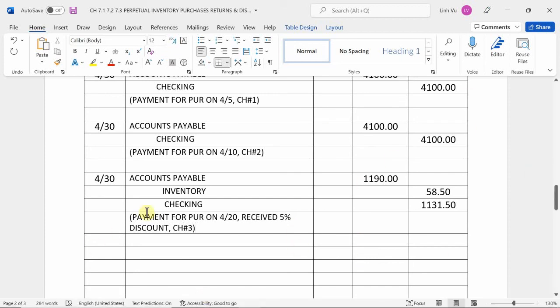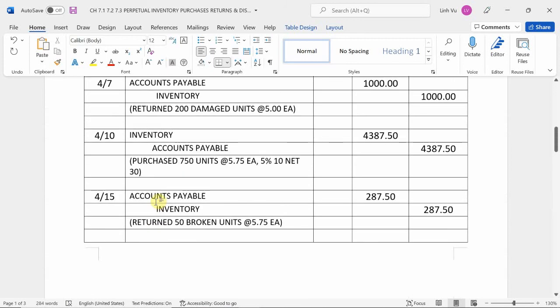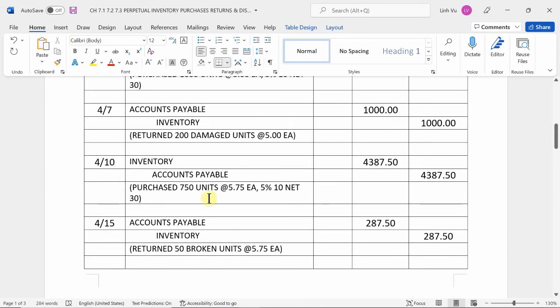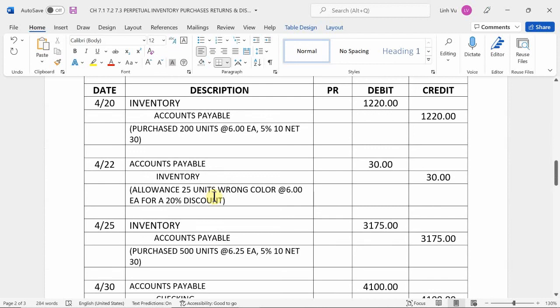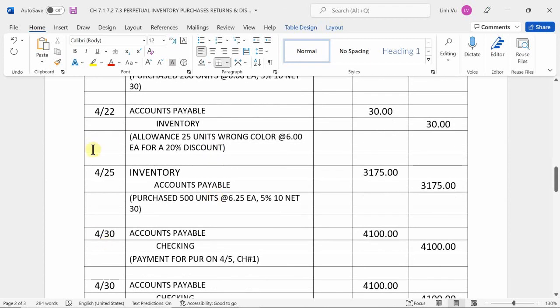Now last but not least is going to be the last purchase on April 25th. Obviously, there are no returns or any allowances here. So in this case, I purchased it, so this is what I owe. And of course, did I meet my discount due date? Yes, because 10 days after the 25th would be May 5th. So I do need to also calculate my 5% discount off of this one as well. In this case, I owe $3,175.